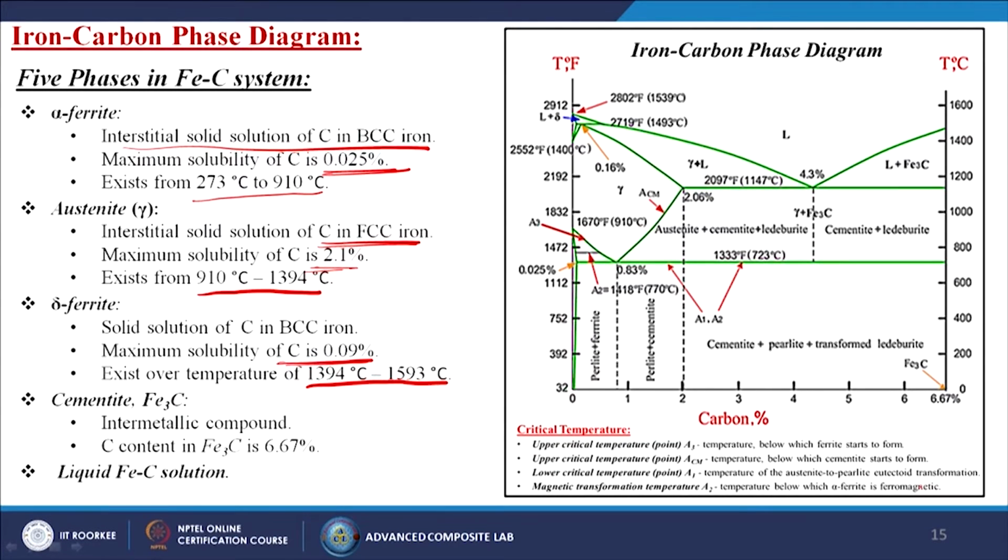Next is cementite, an intermetallic compound. The C content in Fe3C is 6.67%. And the last one is the liquid iron carbon solution. In this diagram you can see several things. The carbon percentage is 0.0 to 6.67%, and temperature is increasing in this direction. This is in the Fahrenheit scale and this is in the centigrade scale.